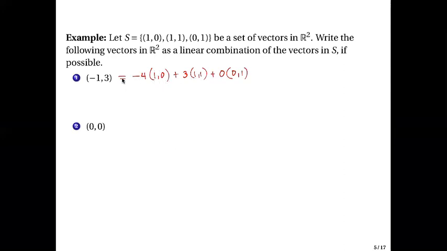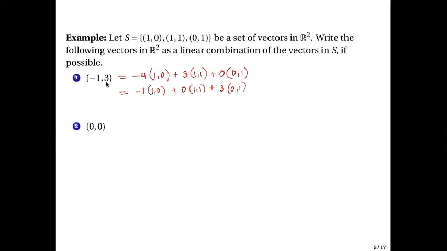But there's another way to write this (-1, 3). We can use this vector and this vector and multiply this by 0. So this vector, (-1, 3), can also be written as -1 times (1, 0) plus 0 times (1, 1) plus 3 (0, 1). So this is another linear combination that will give us (-1, 3). Right?